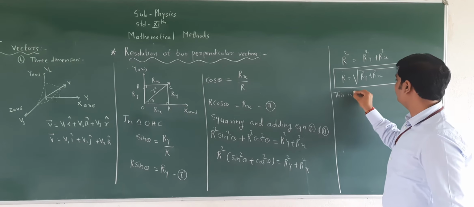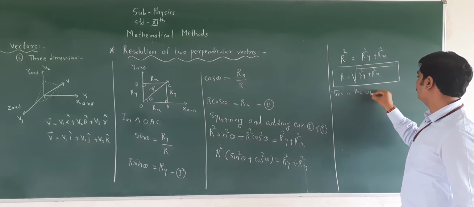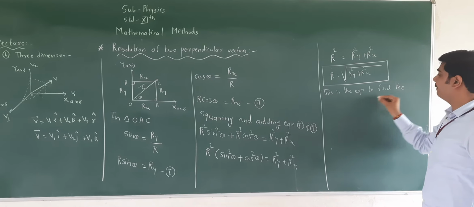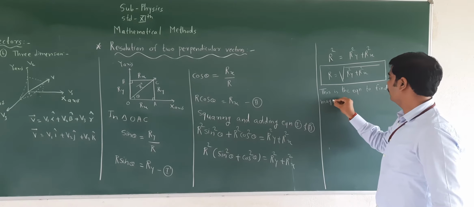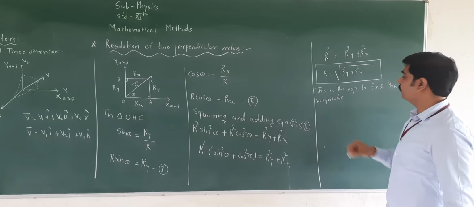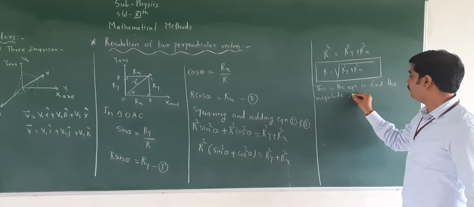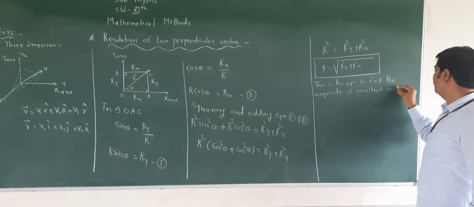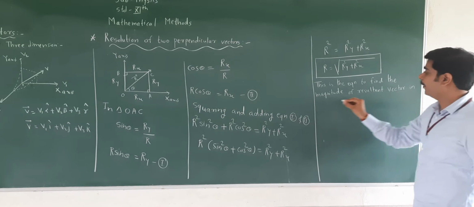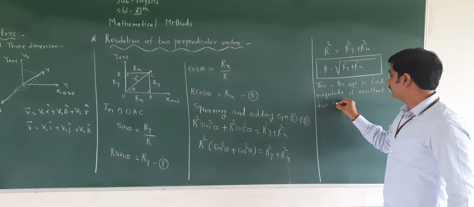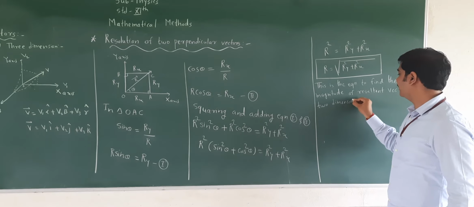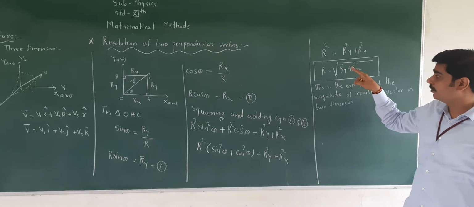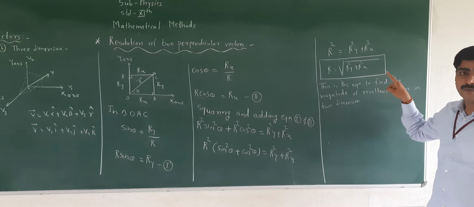This is the equation to find the magnitude of the resultant vector in two dimension. If the vector is divided into two dimension, then its resultant magnitude can be calculated by using the formula R is equal to under root Ry square plus Rx square.